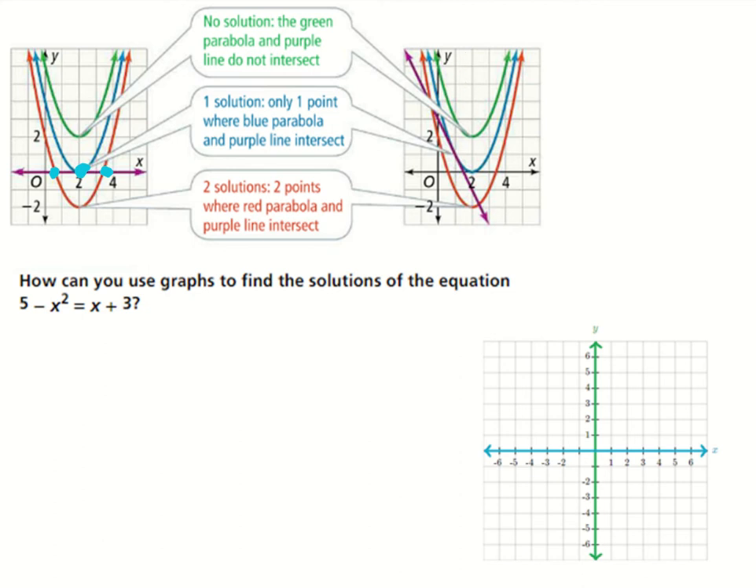So for graphing, we're going to learn three ways, just like when we learn regular systems. We're going to learn how to solve these by graphing, substitution, and elimination.